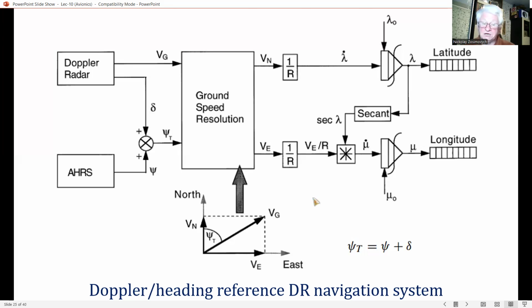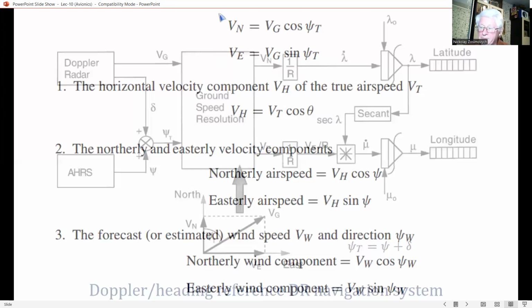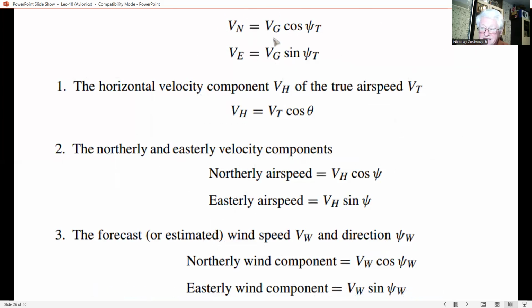The northerly velocity component of the aircraft v sub n and the easterly velocity component v sub e are then derived by resolution of the ground speed vector v sub g. Okay? So, hence, v sub n is proportional to v sub g cosine psi t, and v sub e, in the east direction, is proportional to v sub g sine psi t.